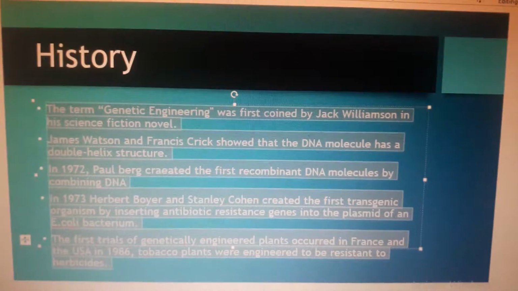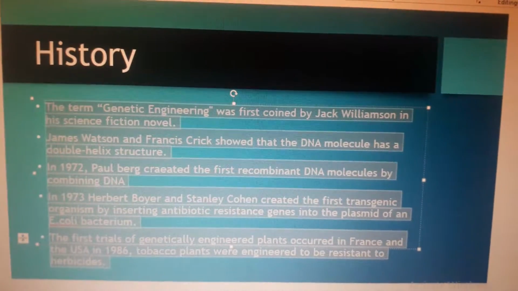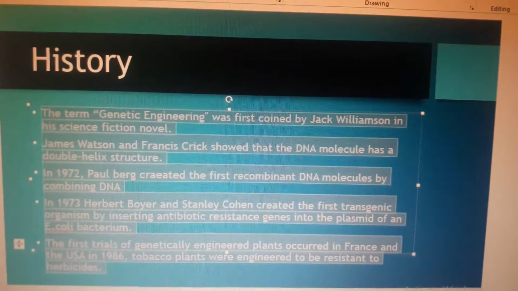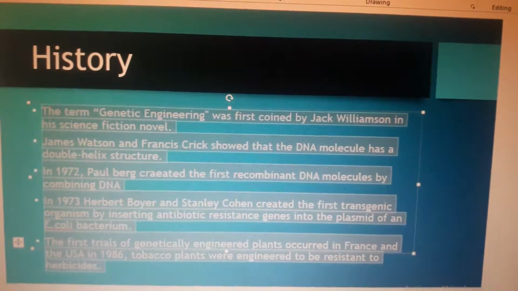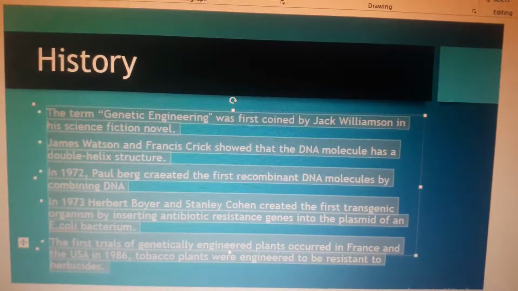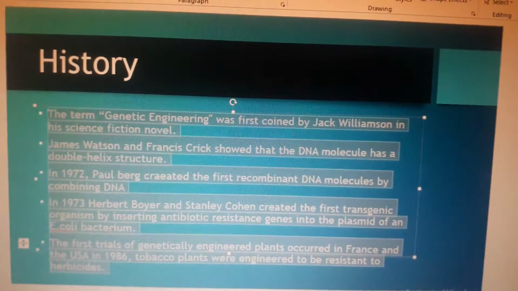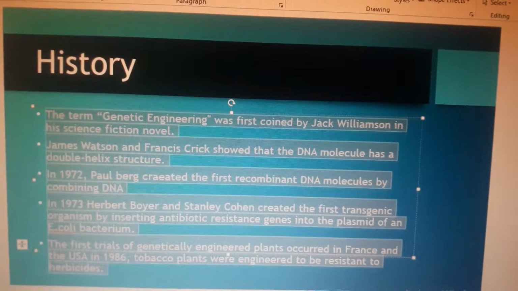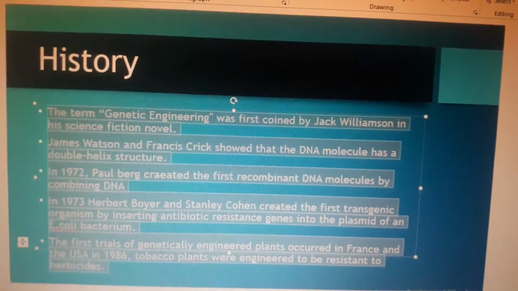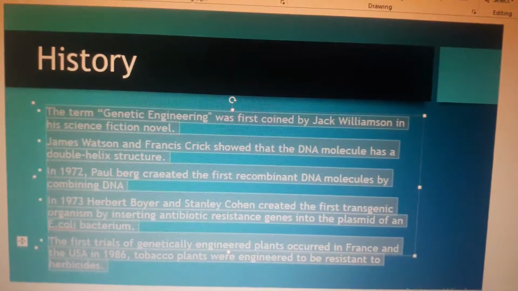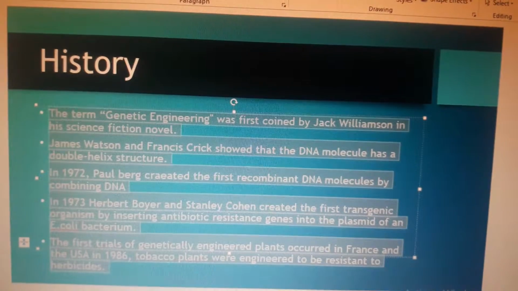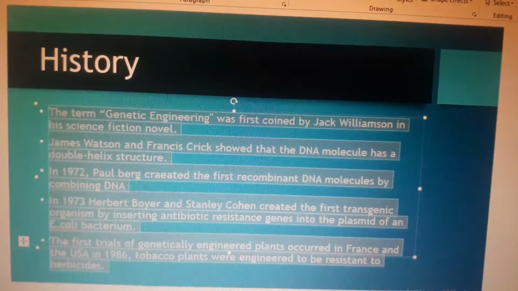History. The term genetic engineering was first coined by Jack Williamson in his science fiction novel. James Watson and Francis Crick showed that the DNA molecule has a double helix structure. In 1972, Paul Berg created the first recombinant DNA molecules by combining DNA. In 1973, Herbert Boyer and Stanley Cohen created the first transgenic organism by inserting antibiotic resistance genes into the plasmid of an E. coli bacterium.